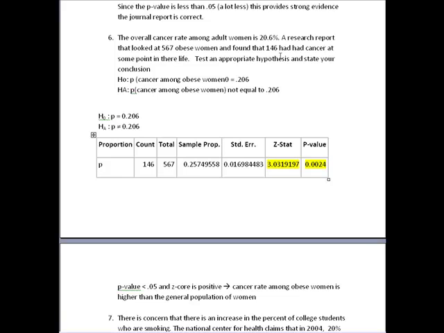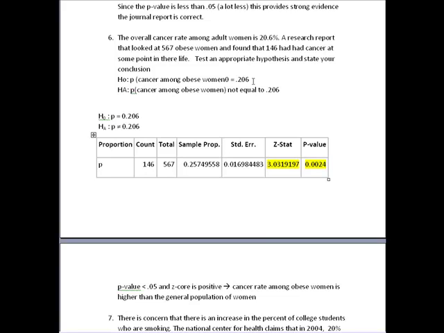When I run the numbers through StatCrunch with the number of successes being 146, the number of observations being 567, we come up with a p-value of 0.0024, which is less than 0.05 and the z-score is positive.